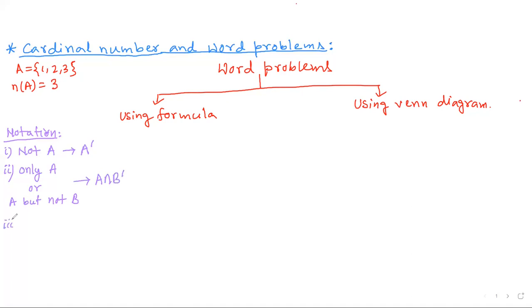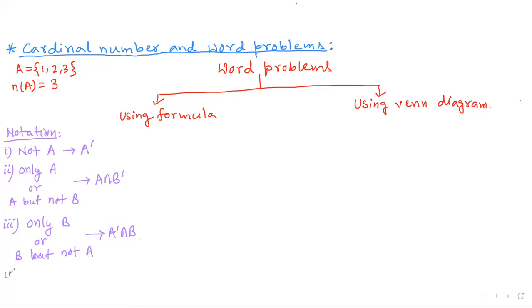Similarly, the third notation is only B. Only B, or you can say B but not A. This means you can use the notation A complement intersection B. So only A, or A but not B, means we can use the notation A intersection B complement. Only B, or B but not A, means we can use the notation A complement intersection B.